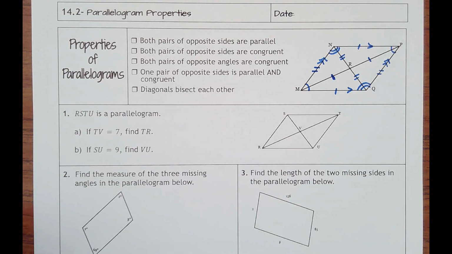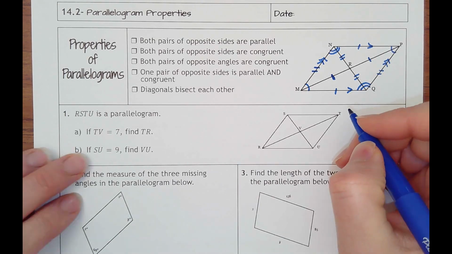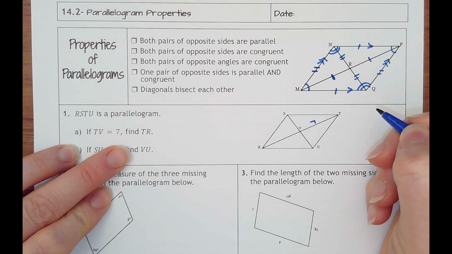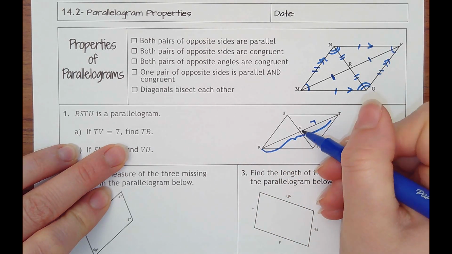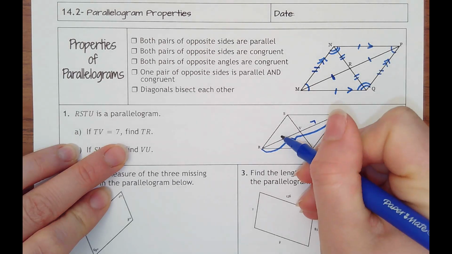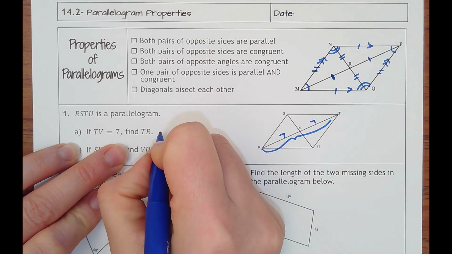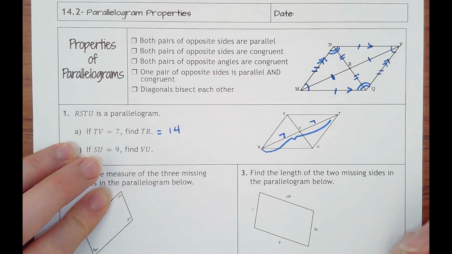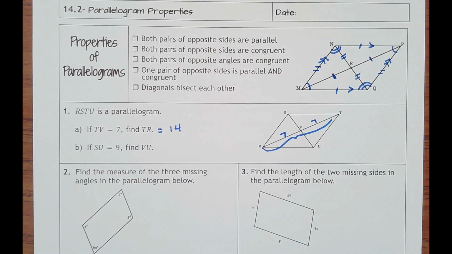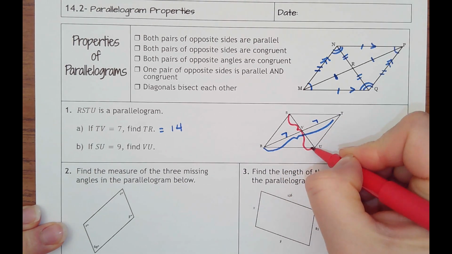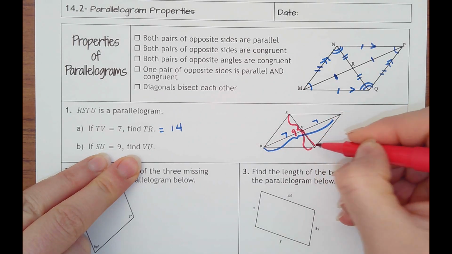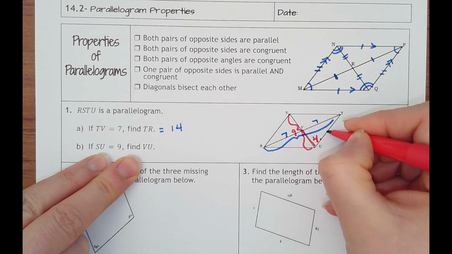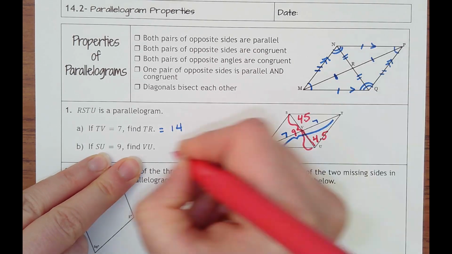RSTU is a parallelogram. They're telling us that. It says if TV is 7, find TR. Well, we've just learned that the diagonals bisect each other. So if that's 7, that's 7. 7 plus 7 makes it 14. And if SU equals 9, so SU would be the whole thing. Find VU, so from here to here, we would want half of that. That would mean that's 4.5, and this would be 4.5.